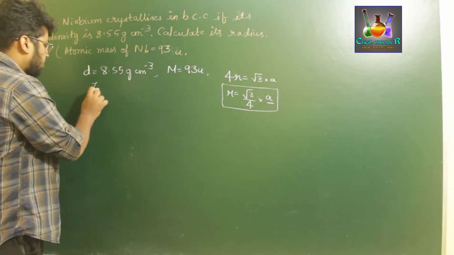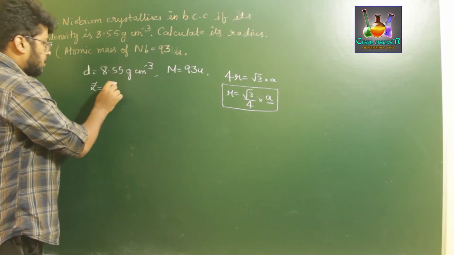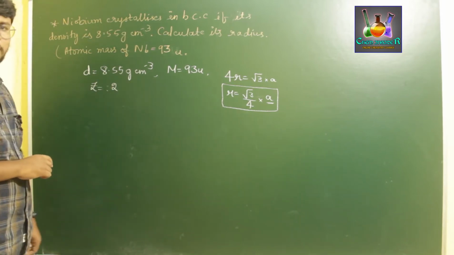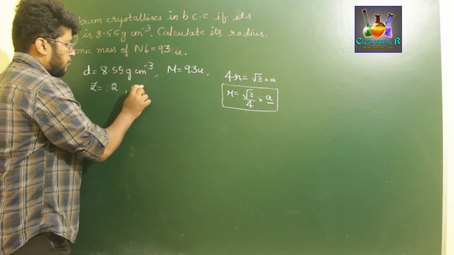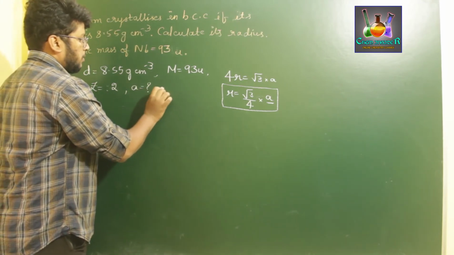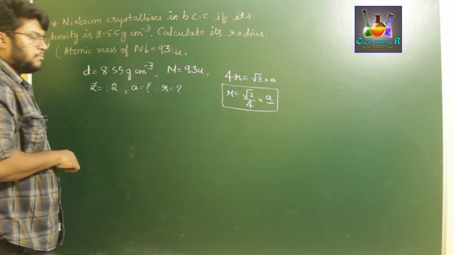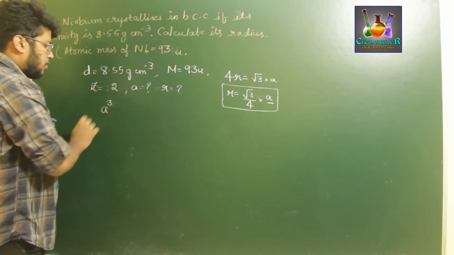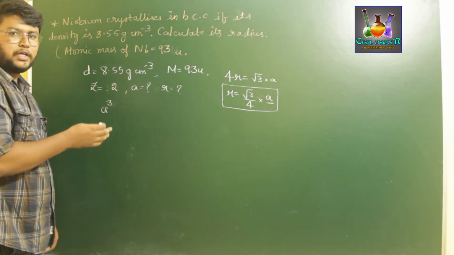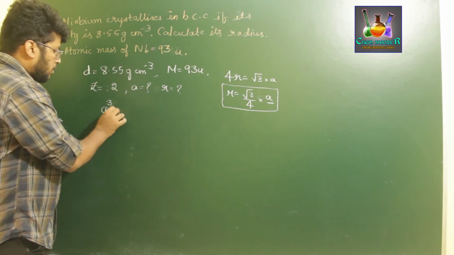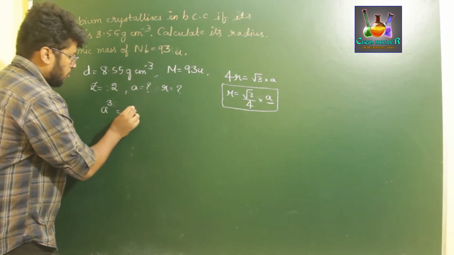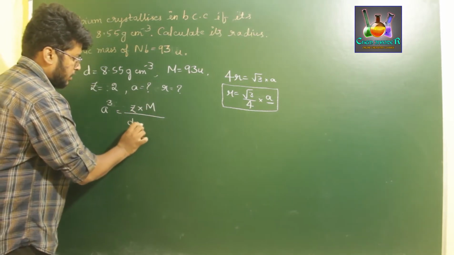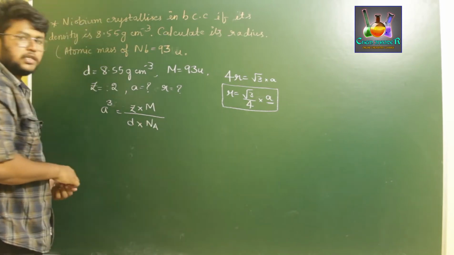For the unit cell formed we are given BCC. BCC has 2 atoms in it, therefore Z will be equal to 2. So we need to find the value of a, which can be used to determine the value of r. First we need to determine the value of a cube. From the formula of density, d is equal to Z into M divided by volume into Avogadro number. If we take volume as a cube, a cube will be equal to Z into M divided by density into Avogadro number.